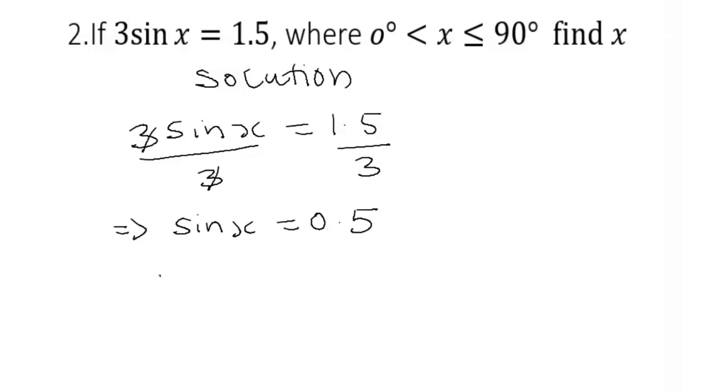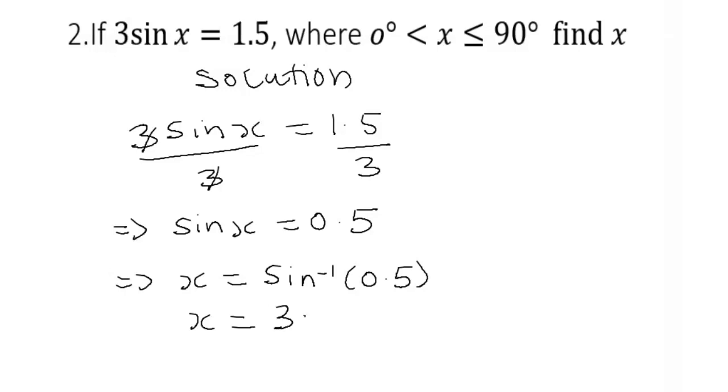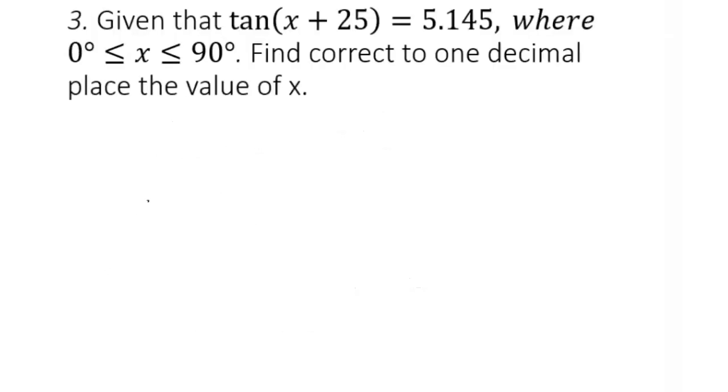Once again, to find x, you take sin inverse of the right hand side. So x is equal to sin inverse of 0.5. Once again you take your calculator, you press shift, sin inverse of 0.5, and that gives us 30 degrees.